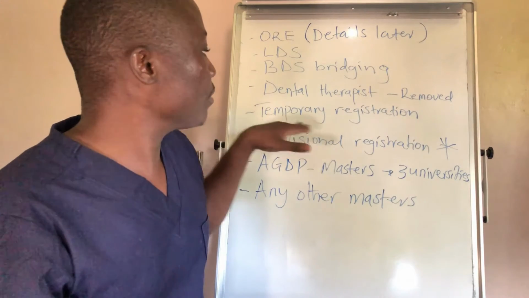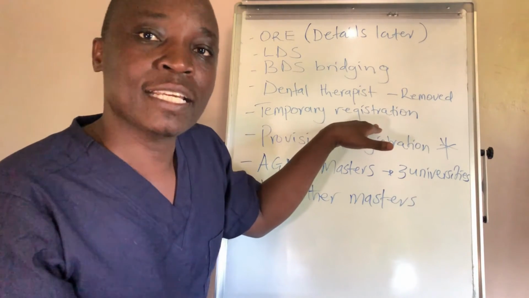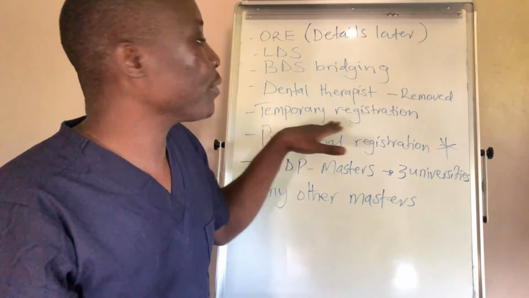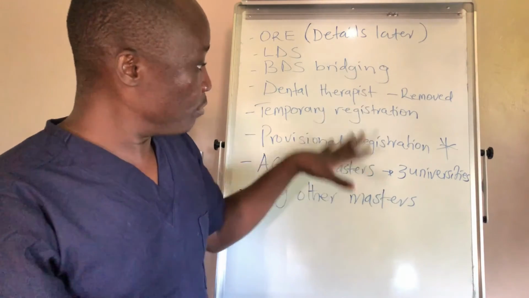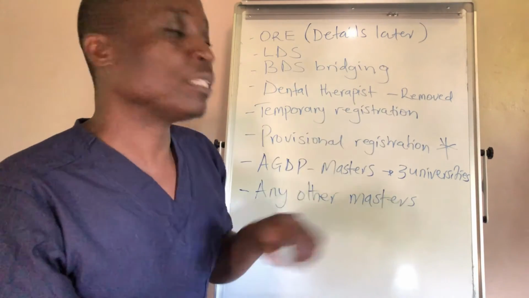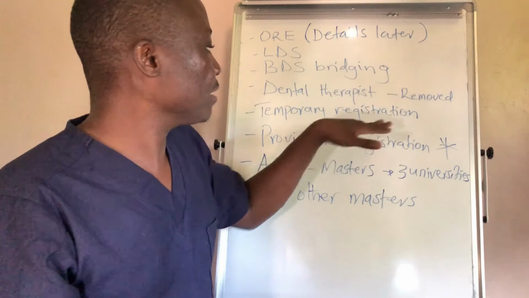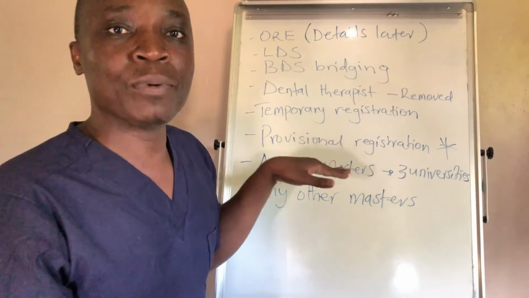You can Google this, or you can go to the GDC website, and then you can type in temporary registration and see the requirements. But if you guys want me to do this also, just let me know in the comment section. I can take you step by step how it is done.